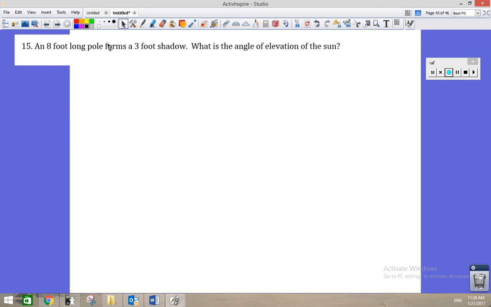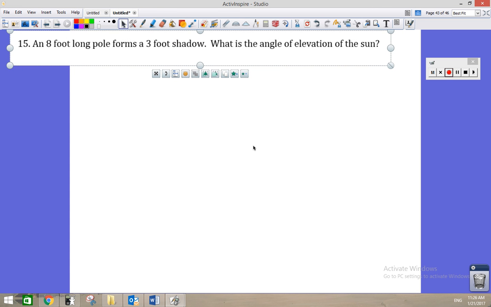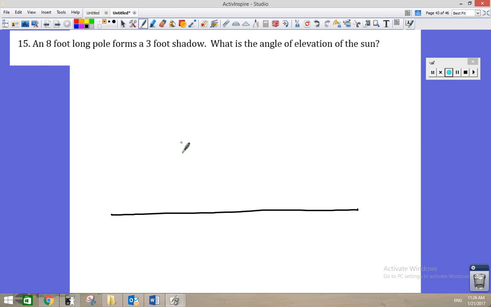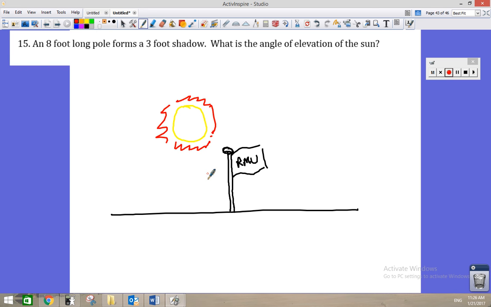Let's see what the next one is. An 8-foot long pole forms a 3-foot shadow. What's the angle of elevation with the sun? Alright. So we have the ground. We have some pole. Maybe it has a flag. Maybe it's the Robert Morris University flag. We've got the sun. My sun is awful close to the ground. It's off to the distance or whatever.